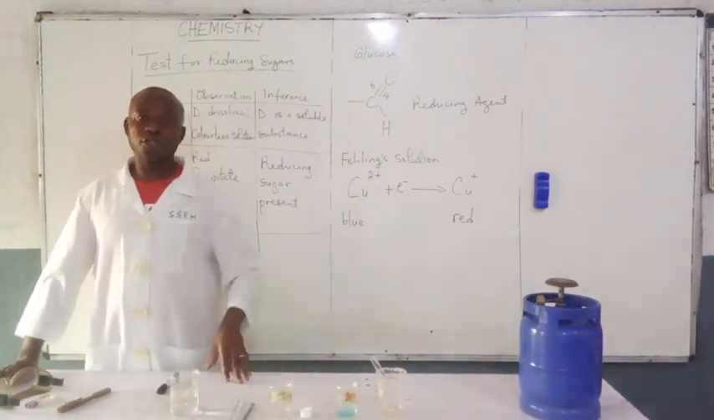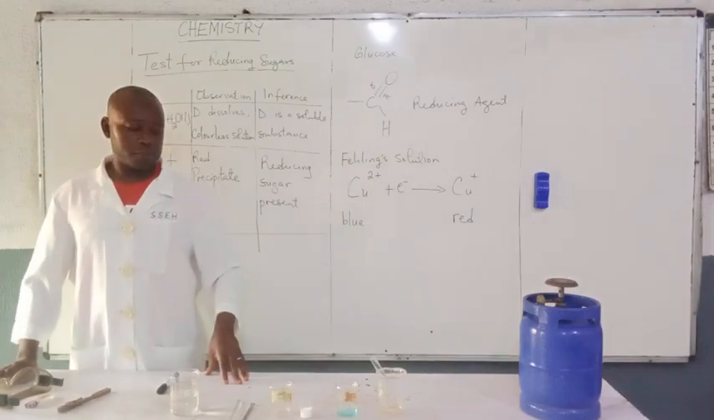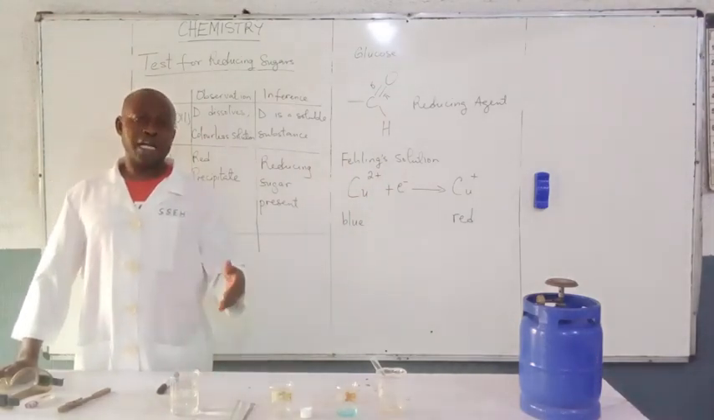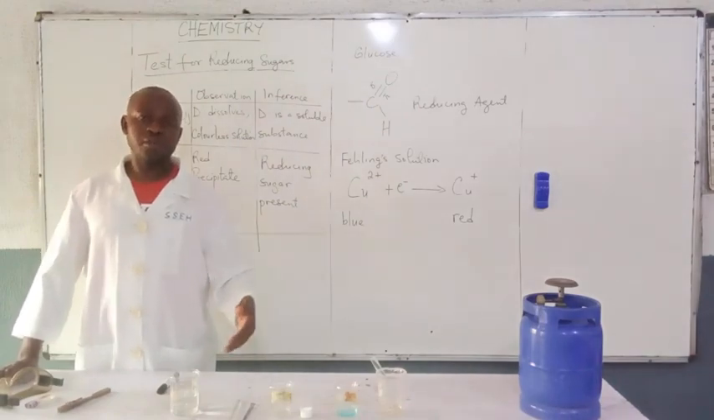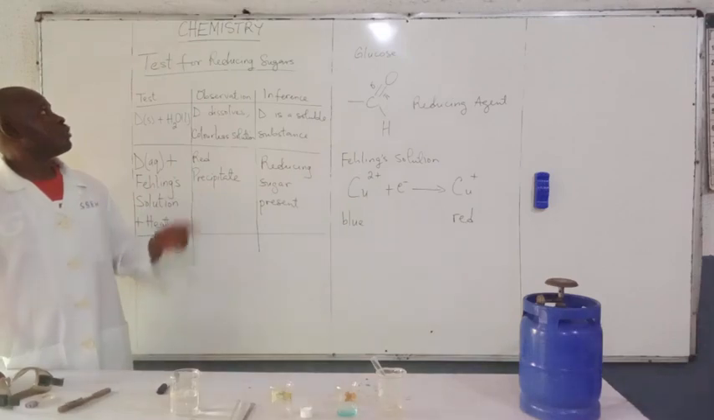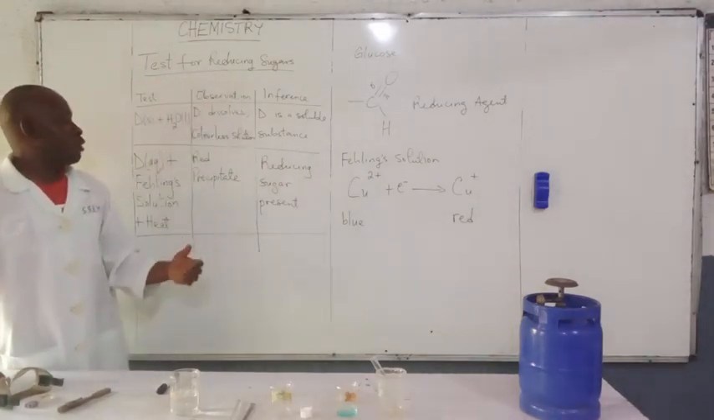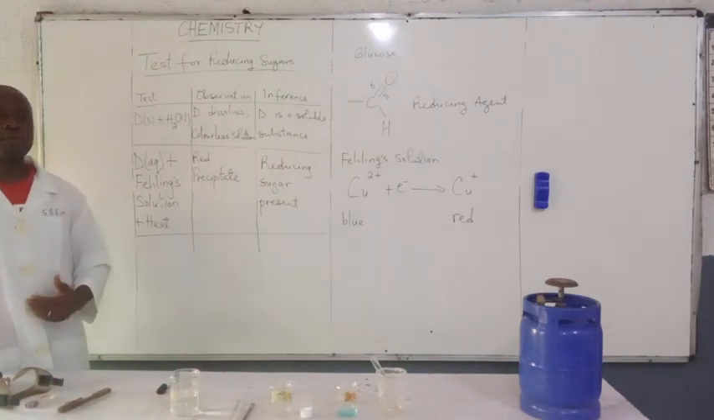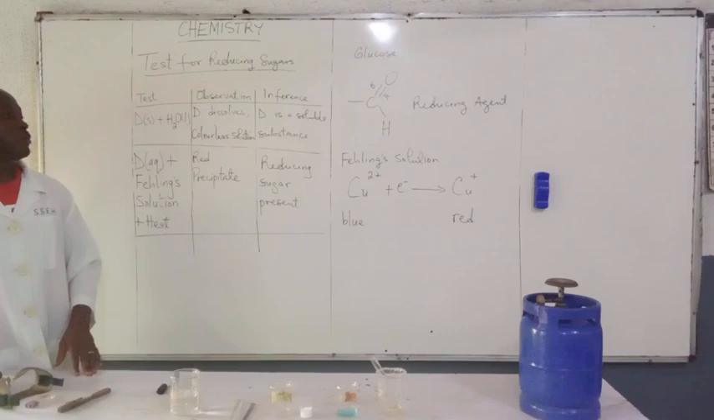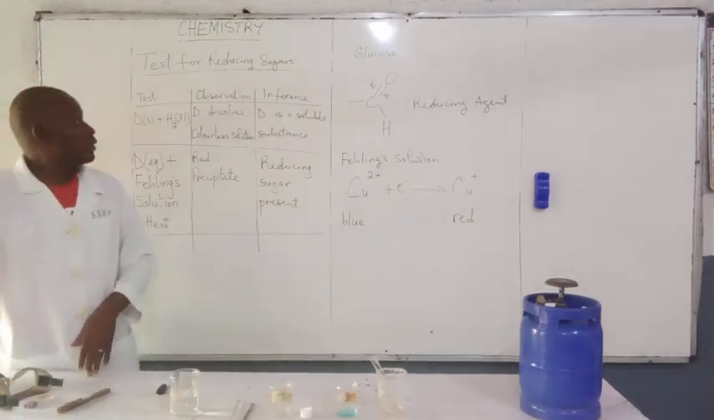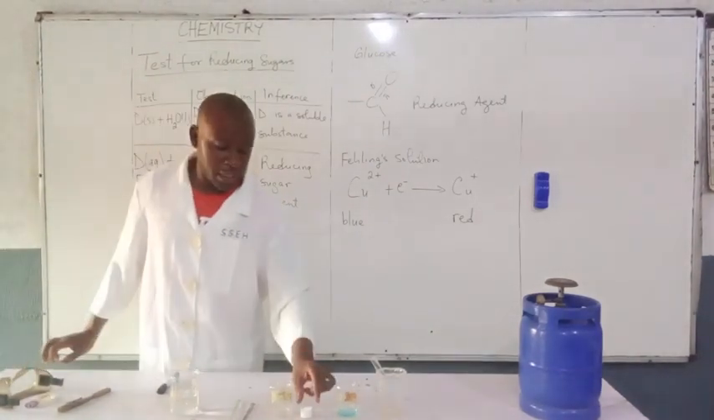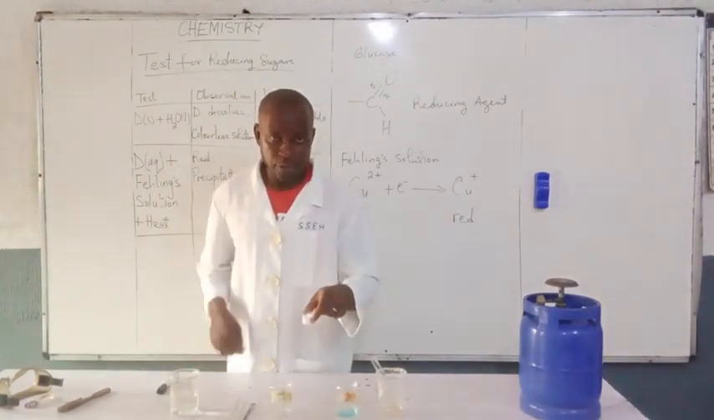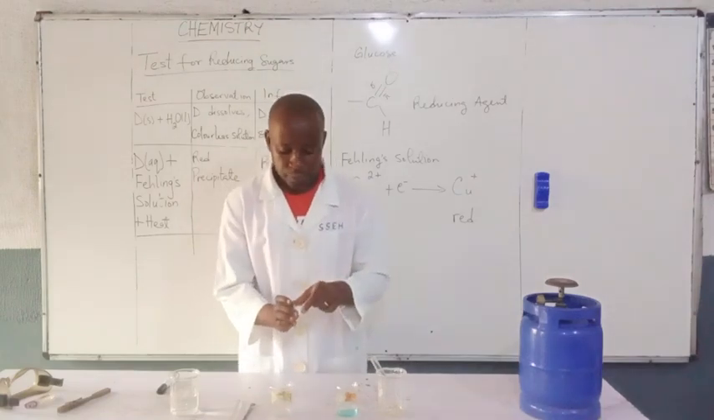An example of a reducing sugar is glucose. How can we test for glucose? This is actually a qualitative analysis. So, test for reducing sugars. We will be reporting the test the way we report practicals or tests on qualitative analysis. The sample we're going to work with today is a sample of glucose. This is our sample D.